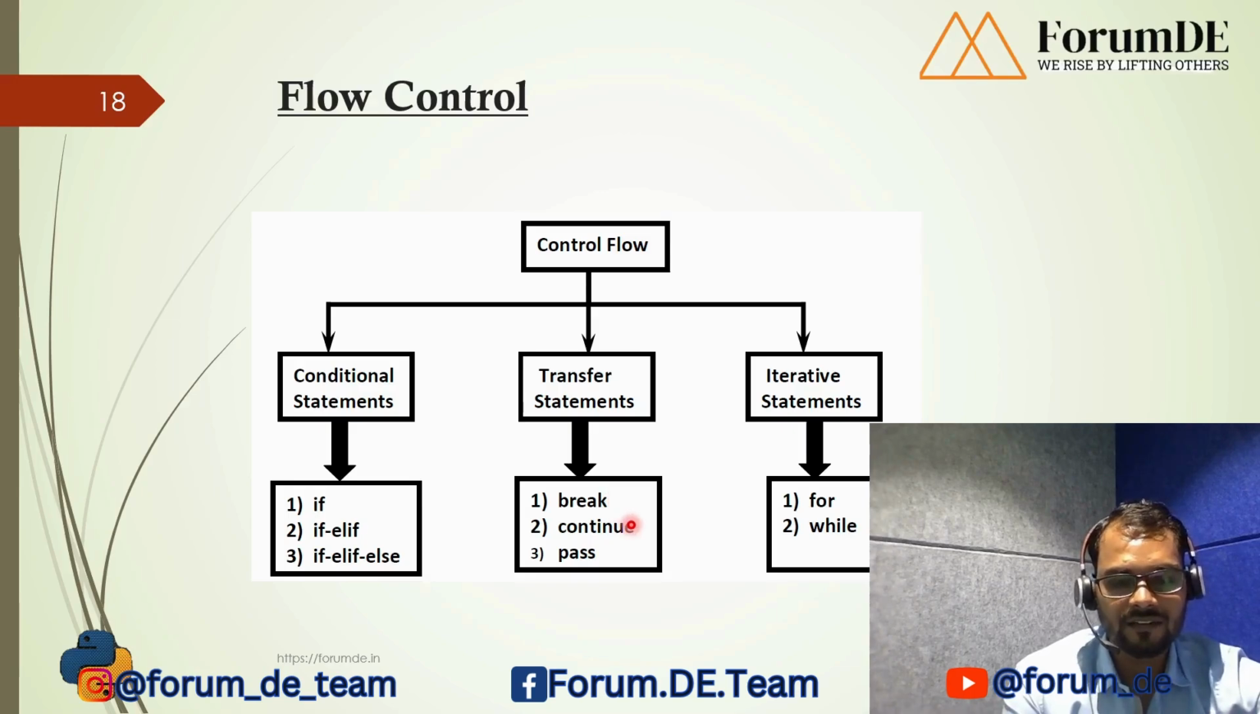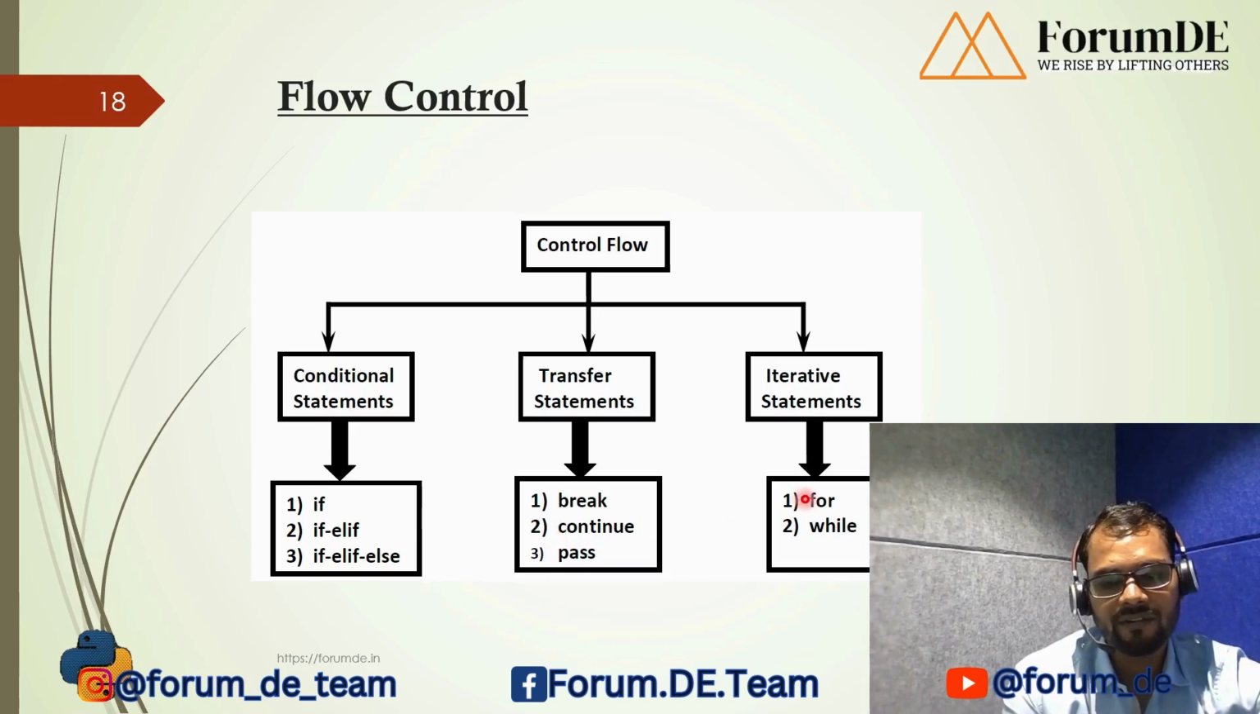Continue is a way where you skip the rest of the current iteration. Whatever code is written after the continue statement will not execute in that iteration. And pass is used when you do not want to write the definition of a function or something like that; you can use pass, and it will simply create an empty statement. I will talk about these in more detail with the help of examples also.